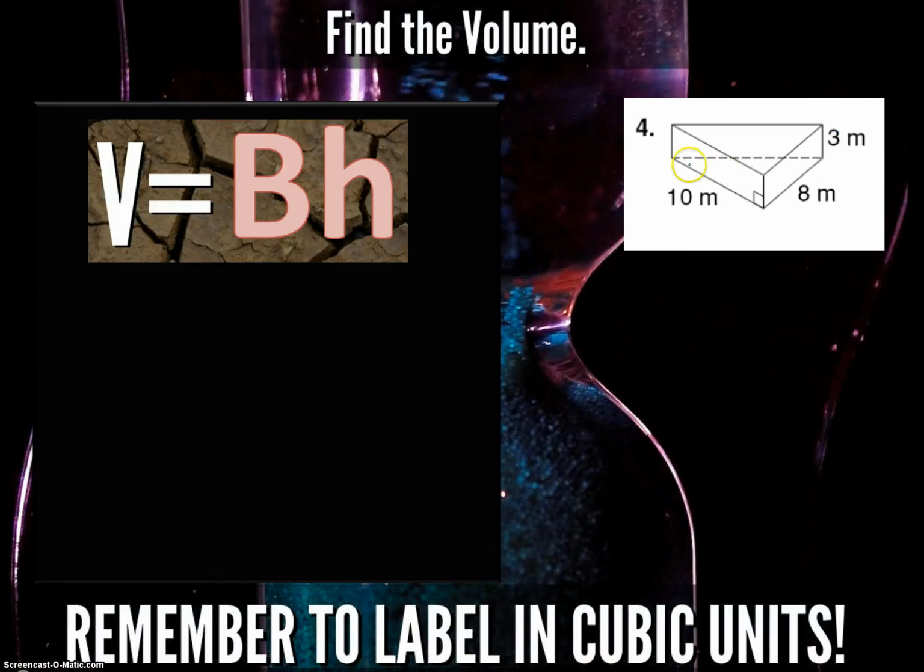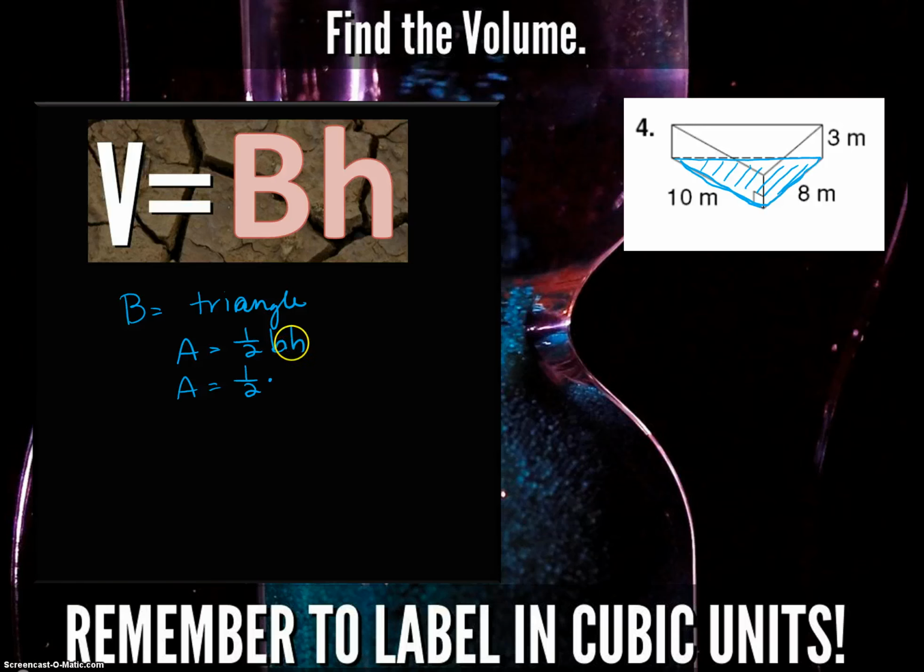Next example here, you have a triangle, and you want to use the one that hits at the 90 degree. It doesn't really matter, but that's where your measurements are. So that's my base. If my base is a triangle, I need to find the area of a triangle. And the area of a triangle is 1/2 base times height. So these formulas are so important to know.